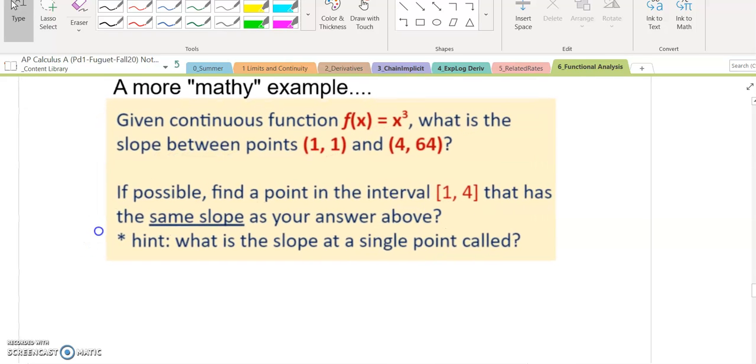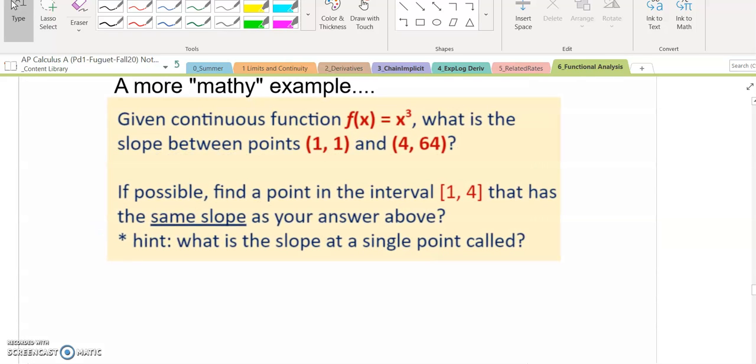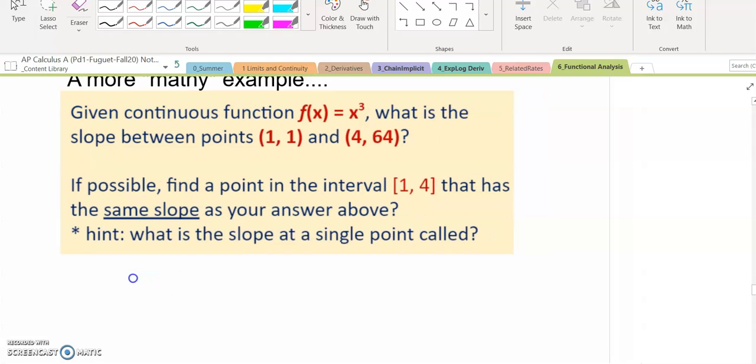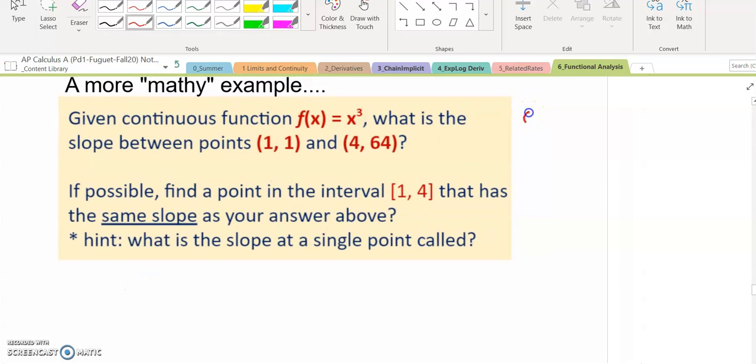Here's a more mathy example. Given the continuous function x cubed, what is the slope between (1, 1) and (4, 64)? Well, the slope is going to be (64 minus 1) over (4 minus 1), or 63 divided by 3. So my average rate of change here, or my average slope of the secant, is 21. It's saying, if possible, find a point in the interval from 1 to 4 that has the same slope as your answer above. And again, the slope at a single point is our derivative.